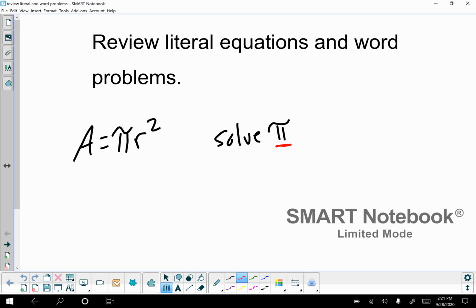So this one we want to solve for pi. So how are pi and r squared being held together? Yeah, they're being multiplied. So what am I going to divide both sides by to get pi all by itself? Yeah, divide each side by r squared. So you get pi is equal to A over r squared.